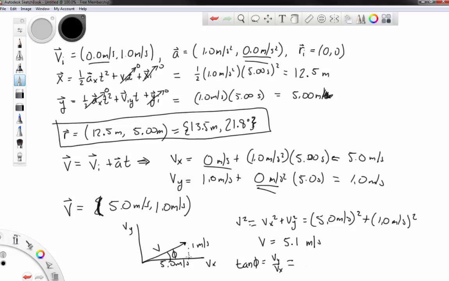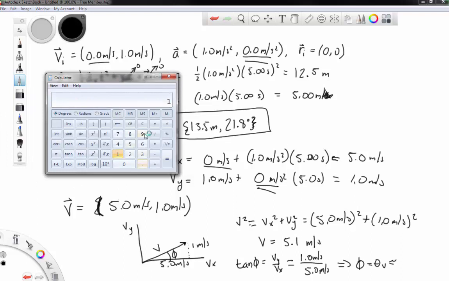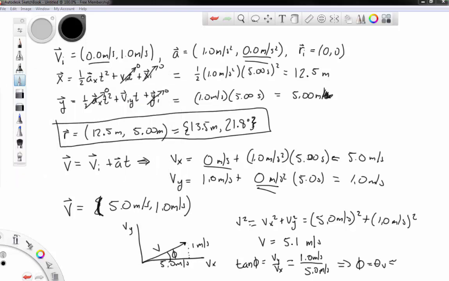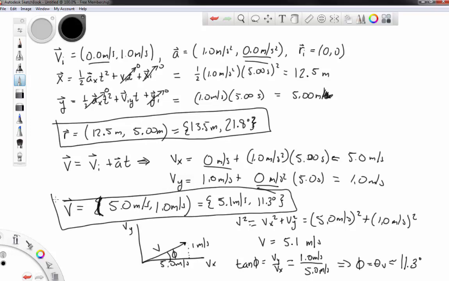Should actually be just theta v, but in any case, this is going to be 1.0 meter per second divided by 5.0 meters per second, and so phi, or if you want theta v, is going to be equal to the inverse tangent of 0.2, so that's 11.3 degrees. And if for consistency we wanted to write that over here, that would be 5.1 meters per second, comma 11.3 degrees. And that is our final velocity after 5 seconds.